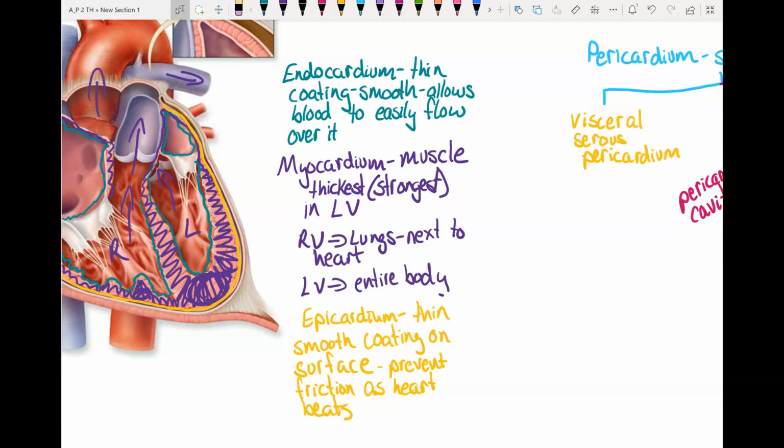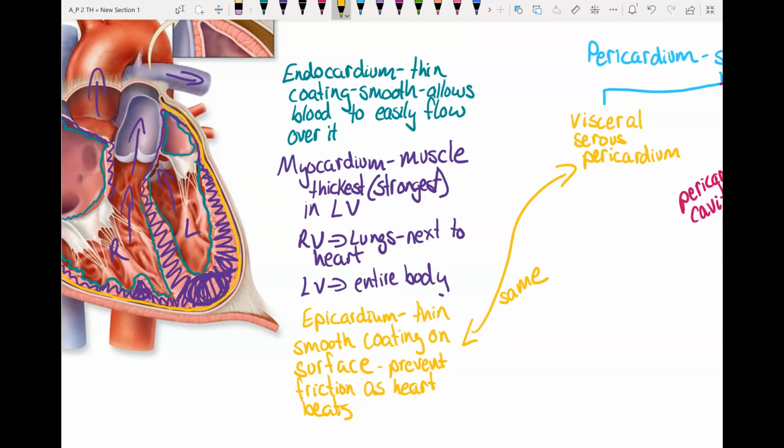So notice for the visceral serous pericardium, I used the same color as epicardium. That is because these 2 things are the same. It's 2 different names for the same thing. If you are talking about layers of the heart wall, you call it epicardium. If you are talking about the pericardium, you call it the visceral layer of the serous pericardium.